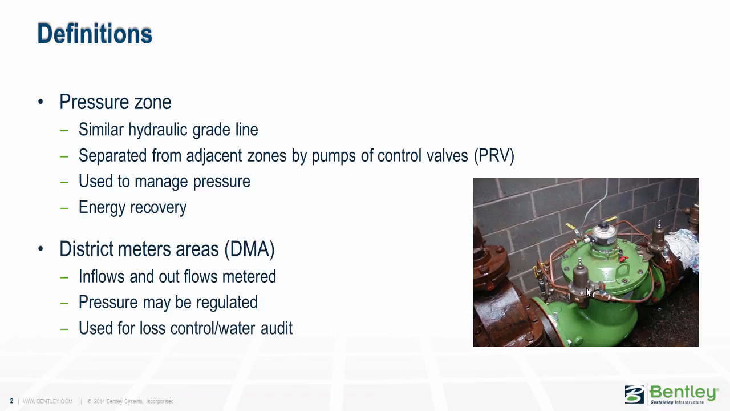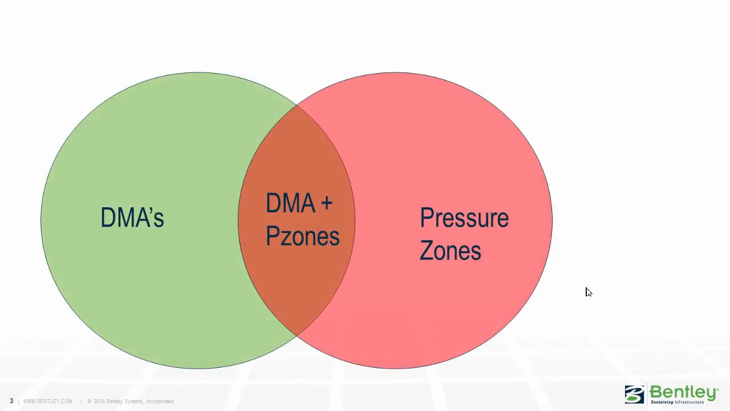Related to those, but slightly different, are district metered areas. These are areas in a water distribution system where all the flows are metered both in and out. The pressure in these zones may also be regulated, but the main thing that distinguishes a district metered area is that the flows are known. The use of these is for water audits and water loss control studies. They aren't necessarily the same, but they have a lot of similarities. For example, not all DMAs are pressure zones, not all pressure zones are DMAs, but some are both.